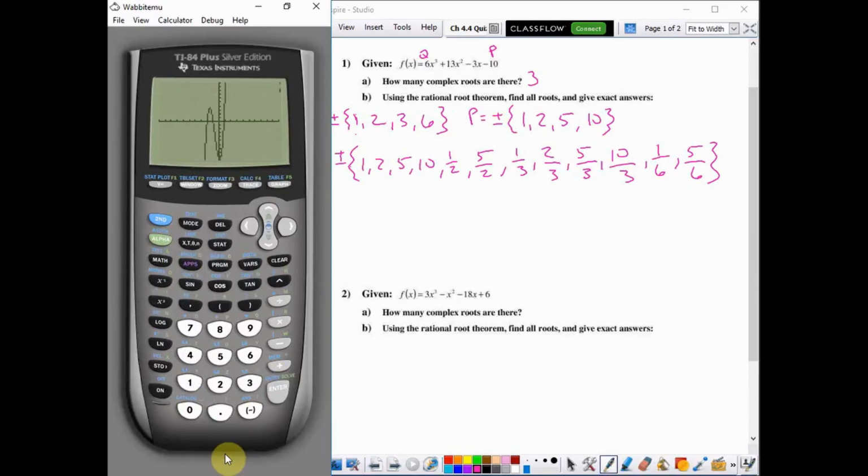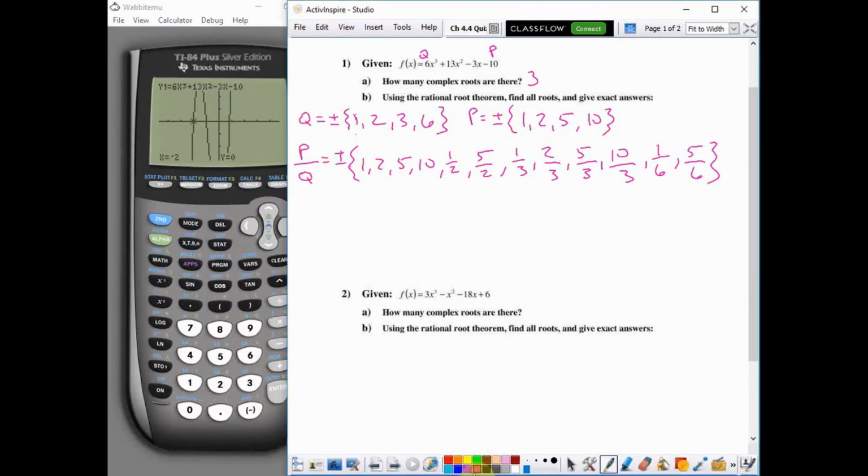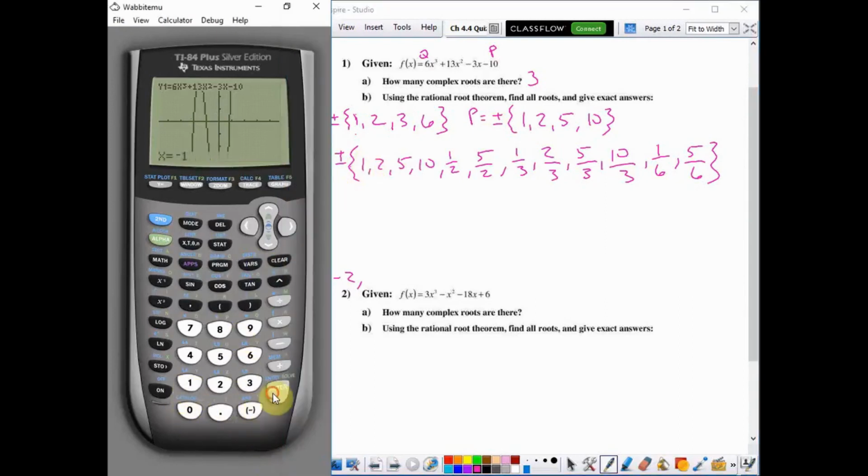Okay, that's what the graph looks like. And I can actually zoom forward and get maybe a little bit better look at it. This one right here looks like -2, so I'm going to trace -2 and see if that's correct. And it is. -2 gives me an output of 0. Okay, so x equals -2. This one here looks like -1. That's an option. So I'll trace -1. And that gives me an output of 0.